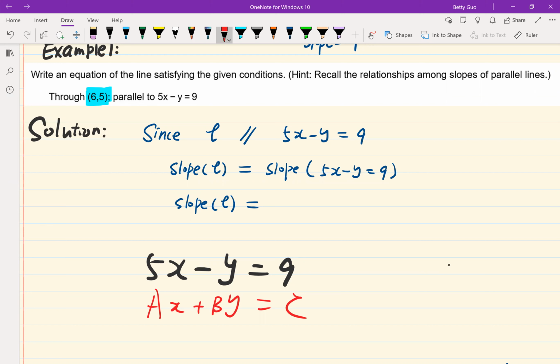The formula for slope. Yeah, if the equation of the line is in the standard form, ax plus by equals c, then the slope equals negative a over b. We practiced a few problems, right? Okay, we are looking for the slope for the equation 5x minus y equals 9, which is in the standard form. Okay, tell me what is A?